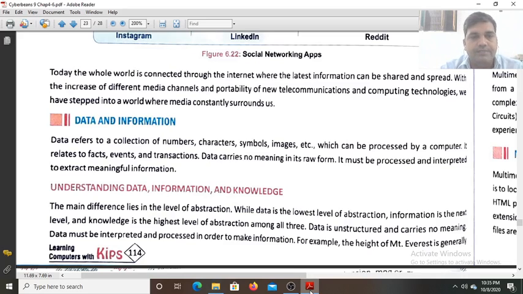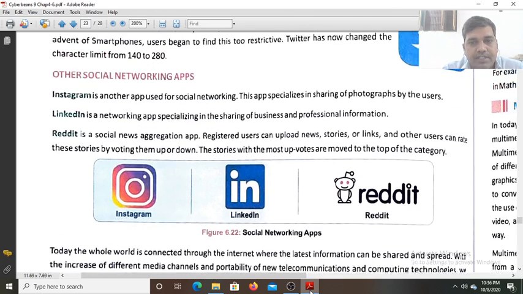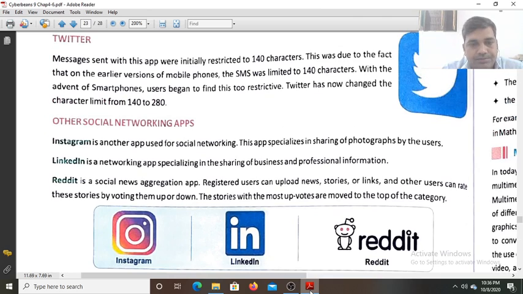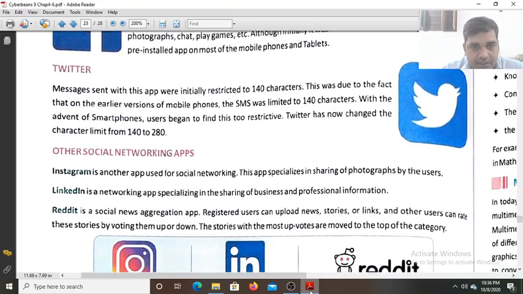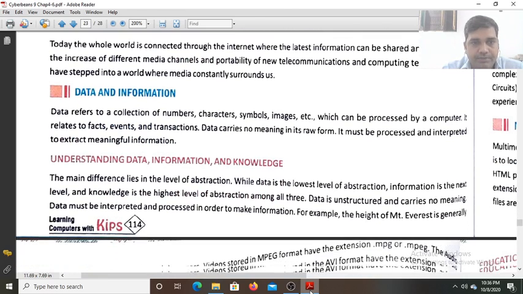Hello students. So now today we will continue lesson 6 computer networking. So in the last class we have discussed about the social networking websites, social networking applications, about Facebook, Instagram, LinkedIn and Reddit website, Twitter, all these things. So now today we will study about the data and information.